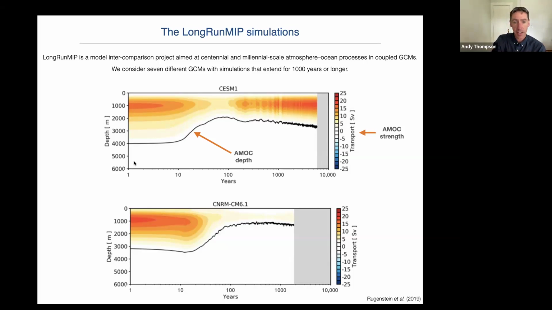On the y-axis here is depth, time is on the x-axis. The colors here are showing the strength of that overturning circulation, and this black curve is a proxy for the depth of the AMOC. And so you can see here in all of these experiments, you have a weakening of the AMOC and importantly, a shoaling of the AMOC on decadal to centennial timescales.